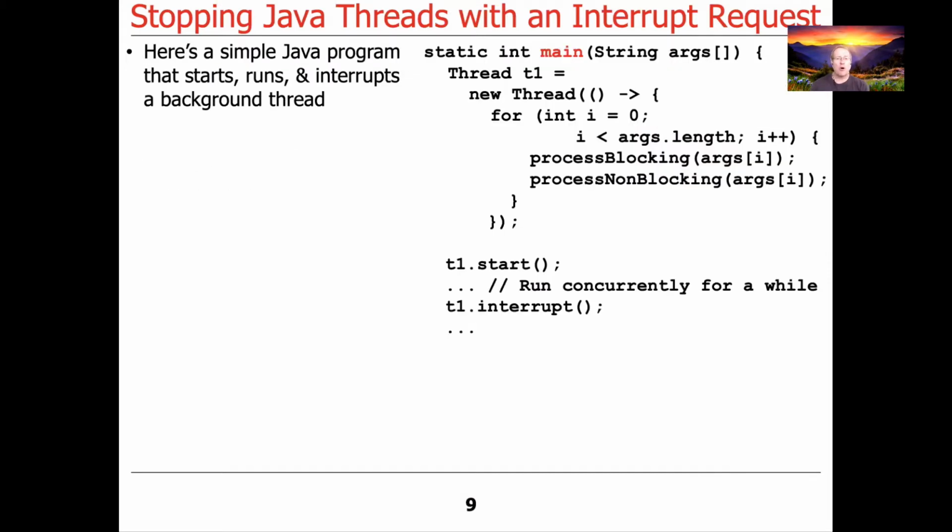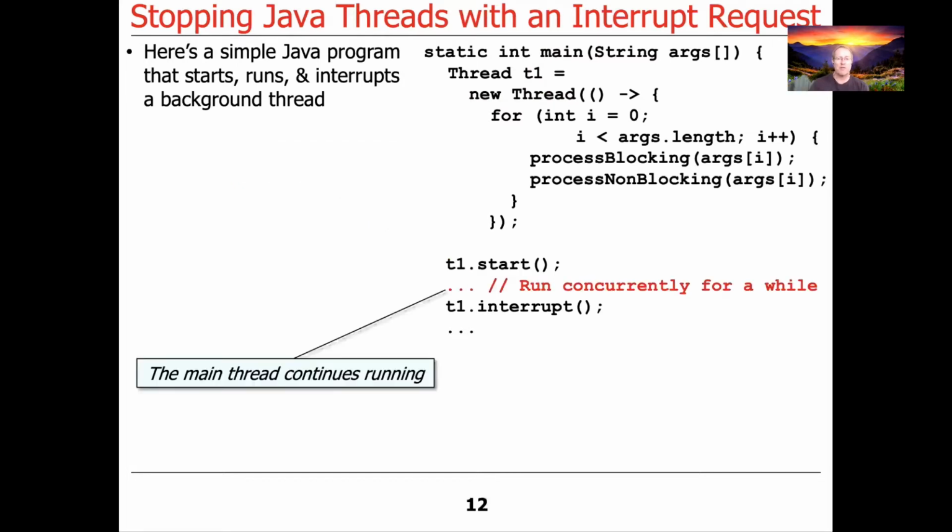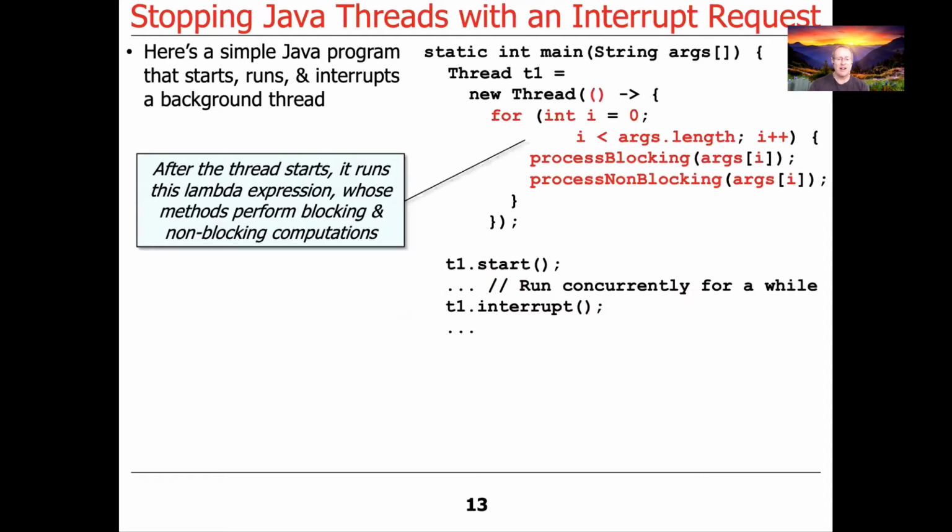So here's a little program that we'll use to demonstrate this. This is a simple Java program that starts, runs, and interrupts a background thread. So you can see we make ourselves a new thread, and then we start it, and then we're going to go ahead and run concurrently for a while, and then when we get tired of doing that, we're going to interrupt it.